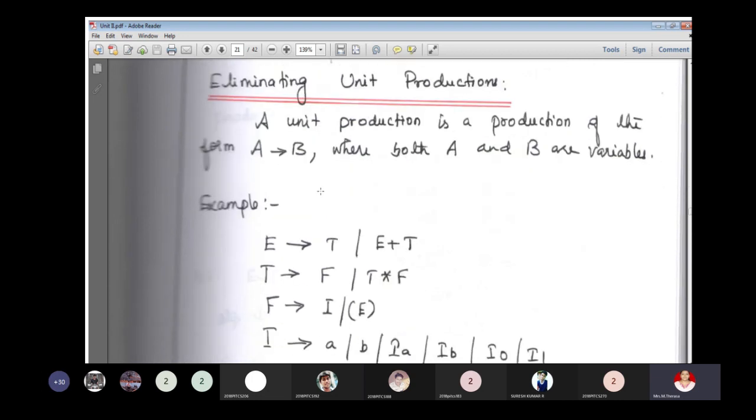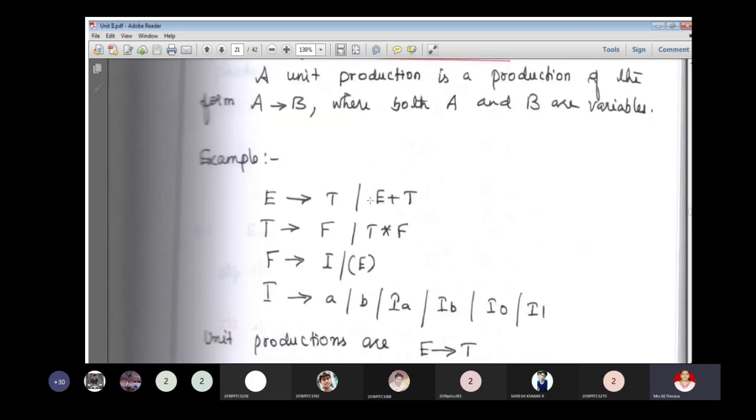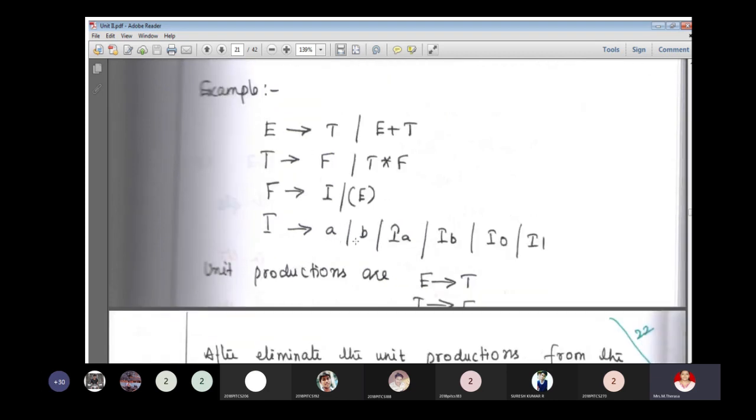See, for example, E tends to T or E plus T. T tends to F or T star F. F tends to I or open parenthesis E close parenthesis. I tends to a, b, Ia, Ib, I0, I1. So here, what unit productions do you have? E tends to T is a unit production. T tends to F is a unit production. F tends to I is a unit production. So we have to eliminate them.